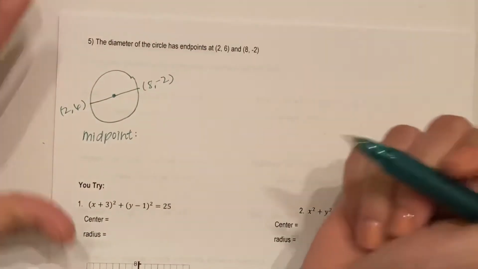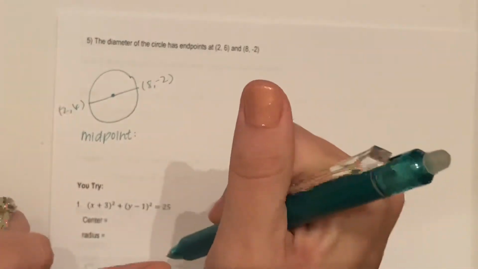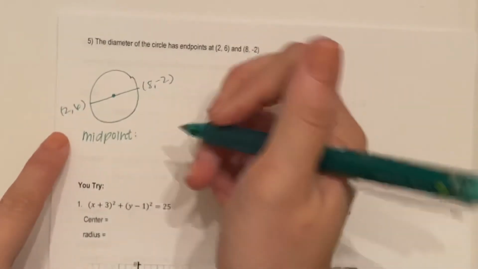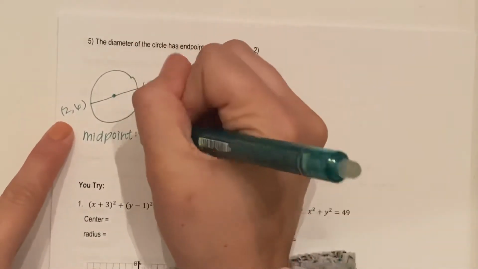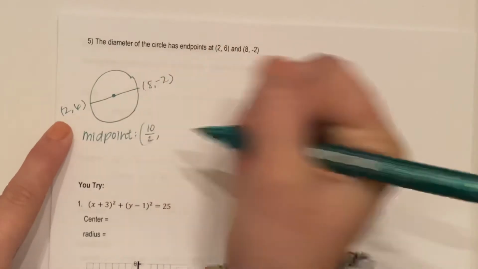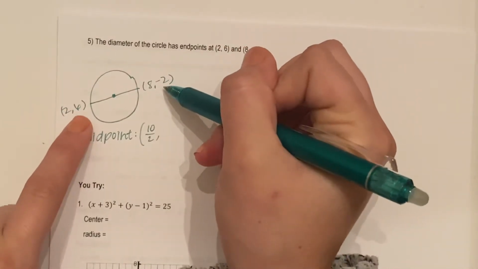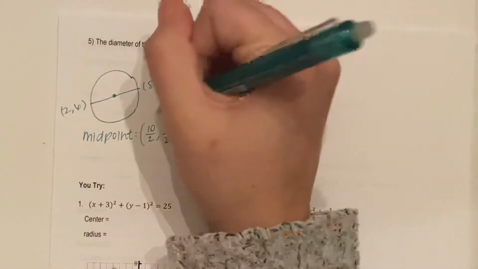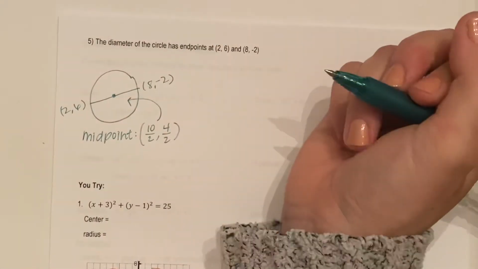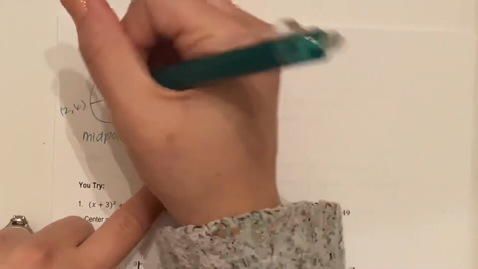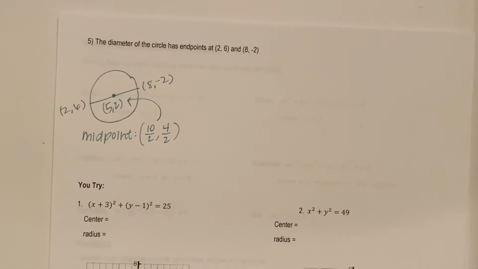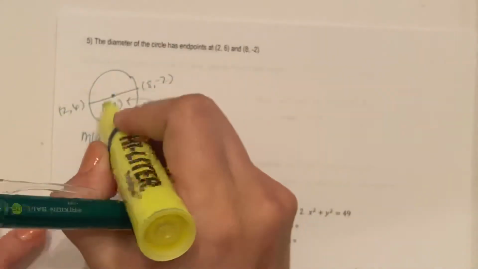To find the midpoint, you average the x's, average the y's. So since I only have 2 points, I add them together and divide by 2. So 8 plus 2 is 10. We're going to divide it by 2. 6 minus 2 is 4. And then we're going to divide it by 2. So my center is at 5, 2. And there's our H, K. So this is something we're going to need for later, so don't lose it.